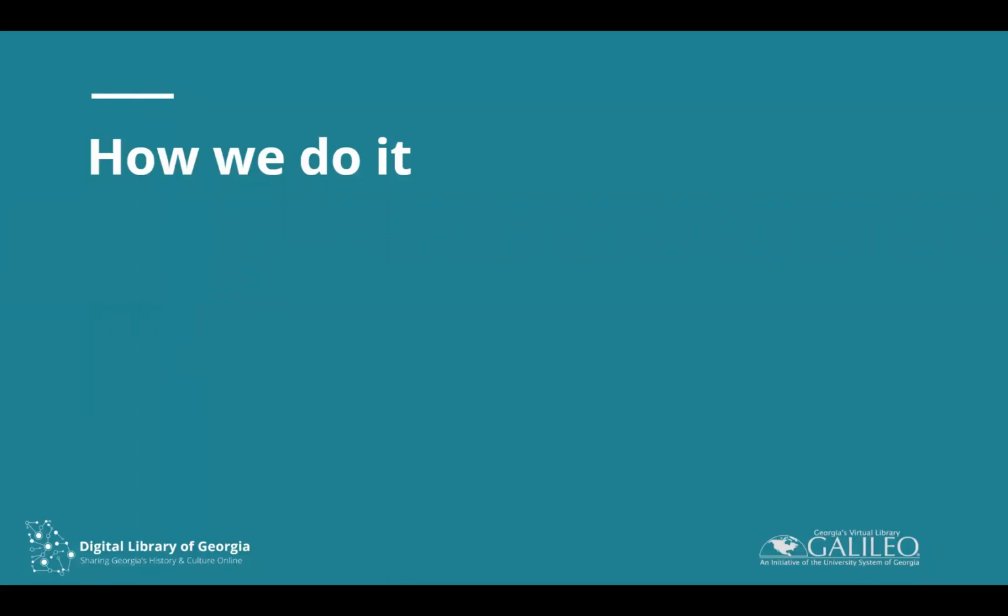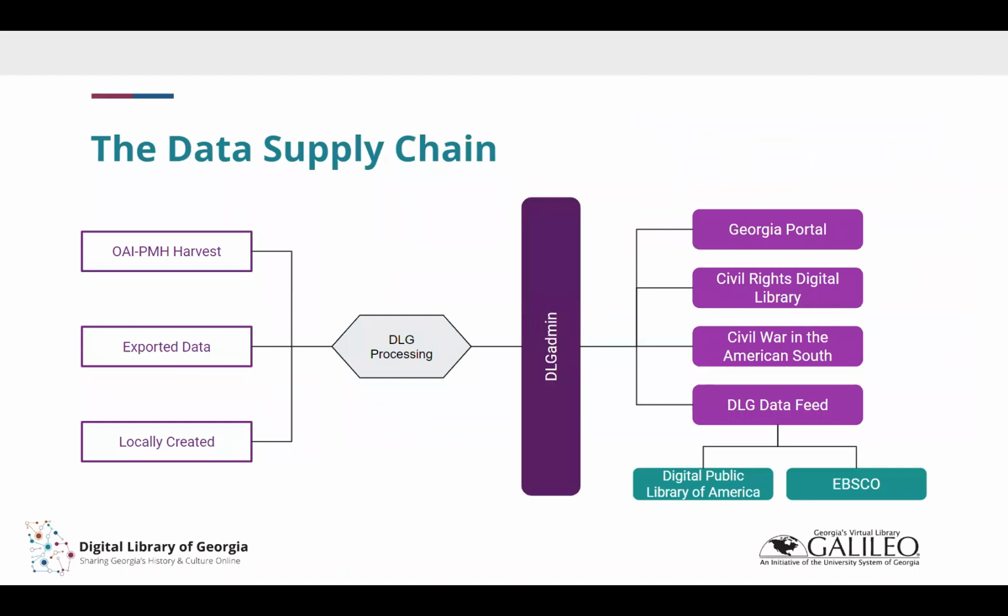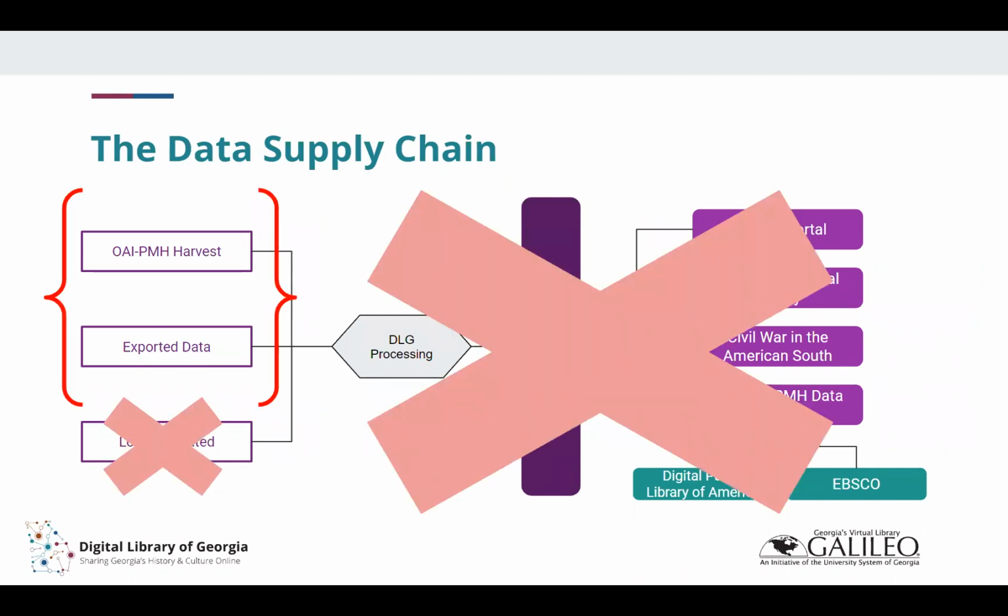So I'll talk a little bit about how we do this. At the Digital Library of Georgia, this is our data supply chain. What I do want to note is that this is everything that we do in metadata harvesting and processing. The bulk of this talk hopefully will be focused on these two portions highlighted in the brackets, harvesting and exported data. So I'll breeze quickly through the rest of this so you have some context for what we're looking at in your data, and why we would be using it in certain ways.